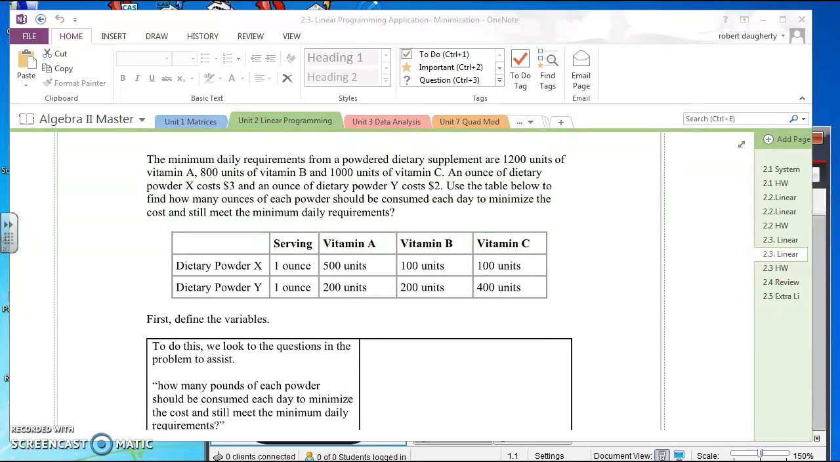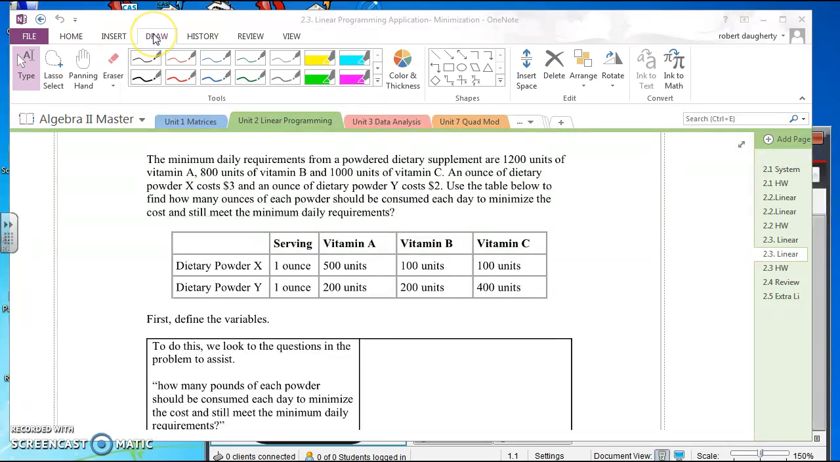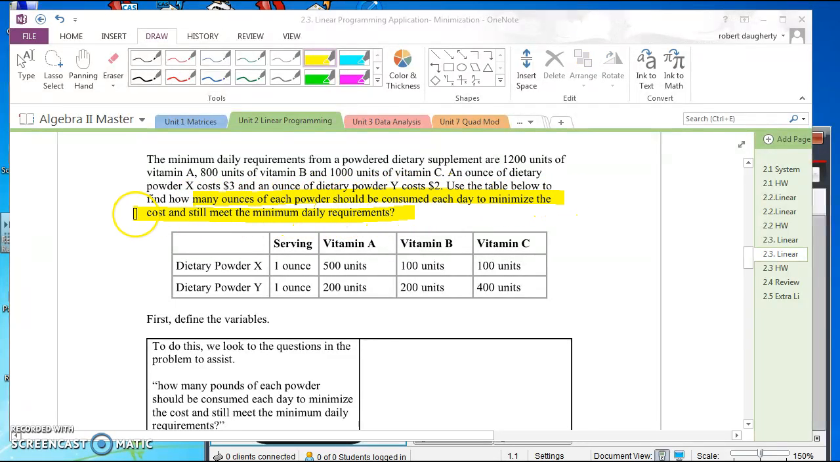So we have a problem. Minimum daily requirements from a powdered dietary supplement are 1,200 units of vitamin A, units of B, units of C. An ounce of dietary powder X costs $3, Y costs $2. I keep reading, and then I see a question that says, how many ounces? So if I look at that question, how many ounces of each powder should be consumed each day to minimize cost and meet the daily requirements?